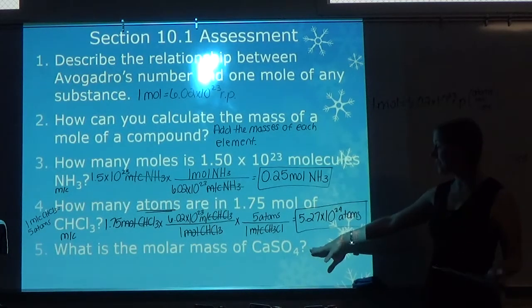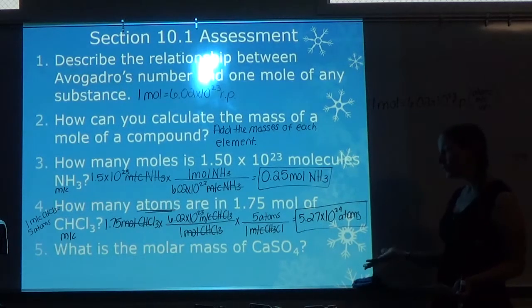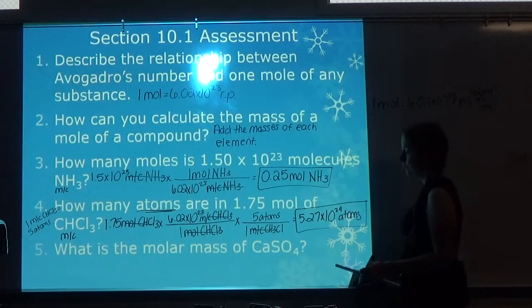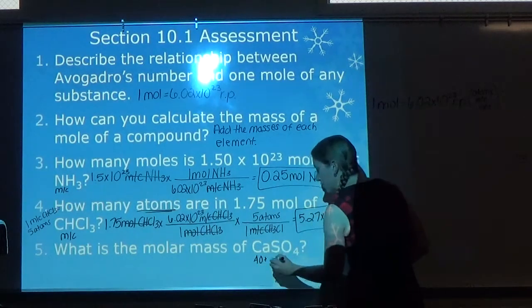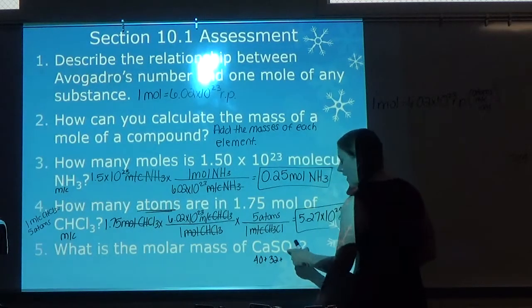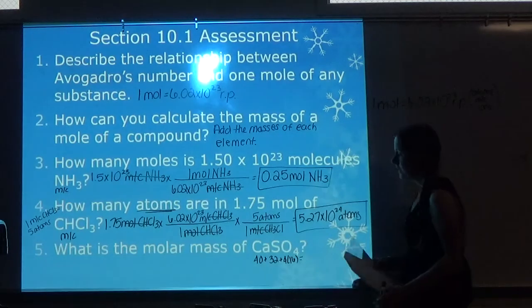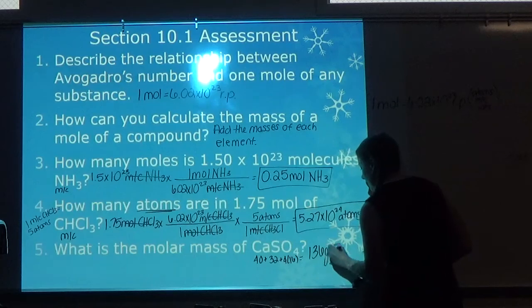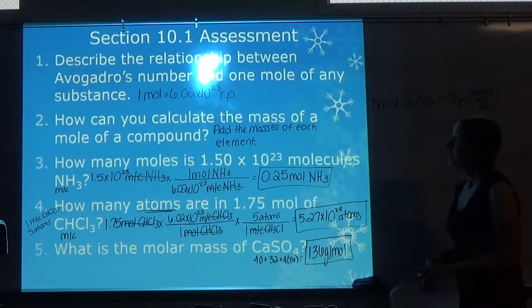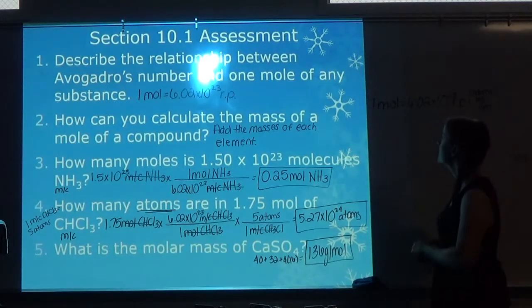All right, and then the last one. This one's super easy because I actually gave you the formula instead of making you write it yourself. So it says, what is the molar mass of calcium sulfate, or CaSO4? So I find calcium on the periodic table is about 40, sulfur is about 32, oxygen is about 16, but I'm going to multiply that by 4. So once I do all that, I end up getting about 136, and then our unit for molar mass is grams per mole.